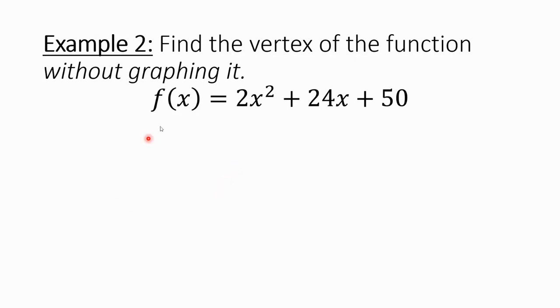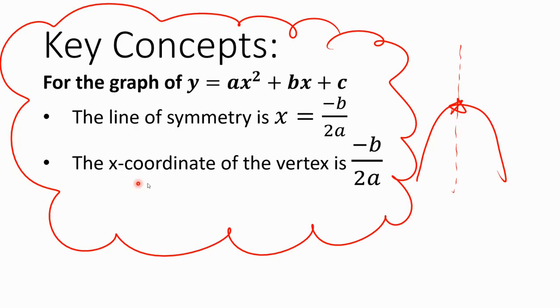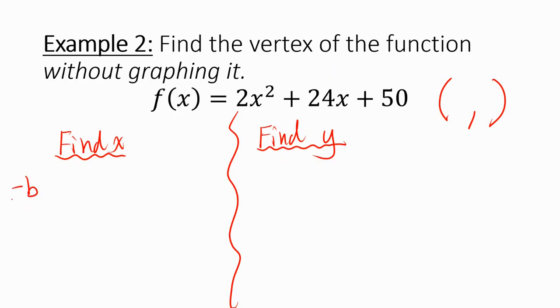Example 2 tells us to find the vertex of this function without graphing it. So remember, if we're finding the vertex, we're finding this point right here. So it's going to be a coordinate point, right? An x comma y. So we need to find the x, and then after that, we're going to need to find the y. All right, so finding the x is pretty easy. What we wrote down earlier is that the x coordinate of the vertex is, hey, it's this thing, the -b over 2a. So we can use that again. In this case, that equals -24 over 2 times 2.